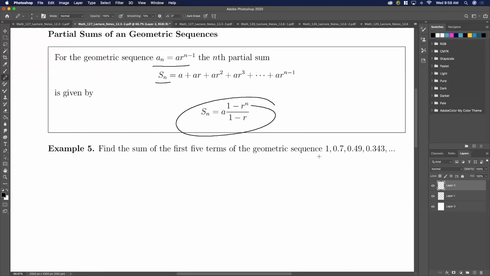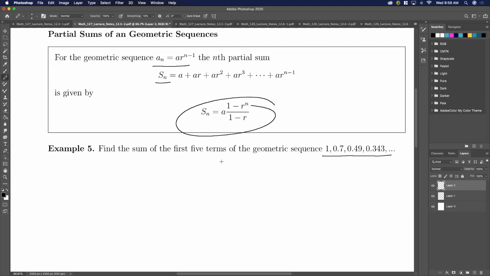So, sum of the first 5 terms of the geometric sequence. Here we have a geometric sequence. Technically, you can just add them up, but let's use the formula. Let's pretend we didn't just crunch straight through it. Let's just use the formula.